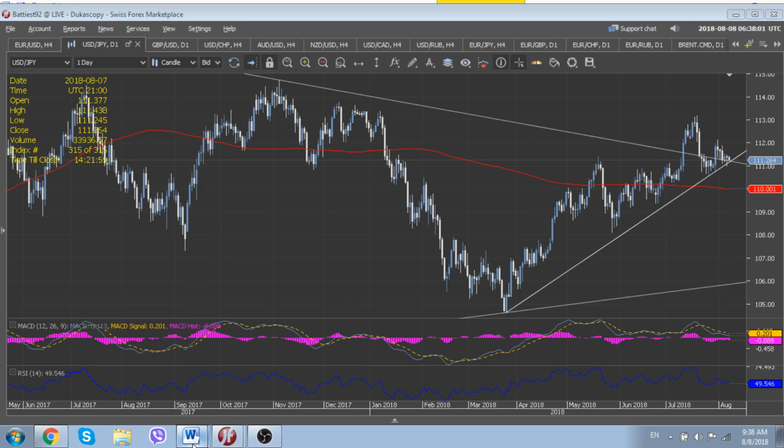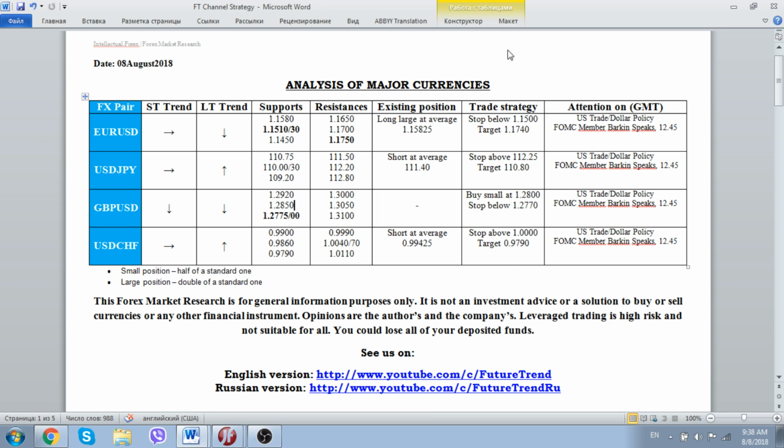From that point of view, we still keep our short trade recommendation in the pair accumulated at 111.40. Of course, we have a rather reasonable target level at the moment, which lies around 110.80. Anyway, in case of a real closing below 110, we will reevaluate the situation, and for sure we will enter another short position in the currency.